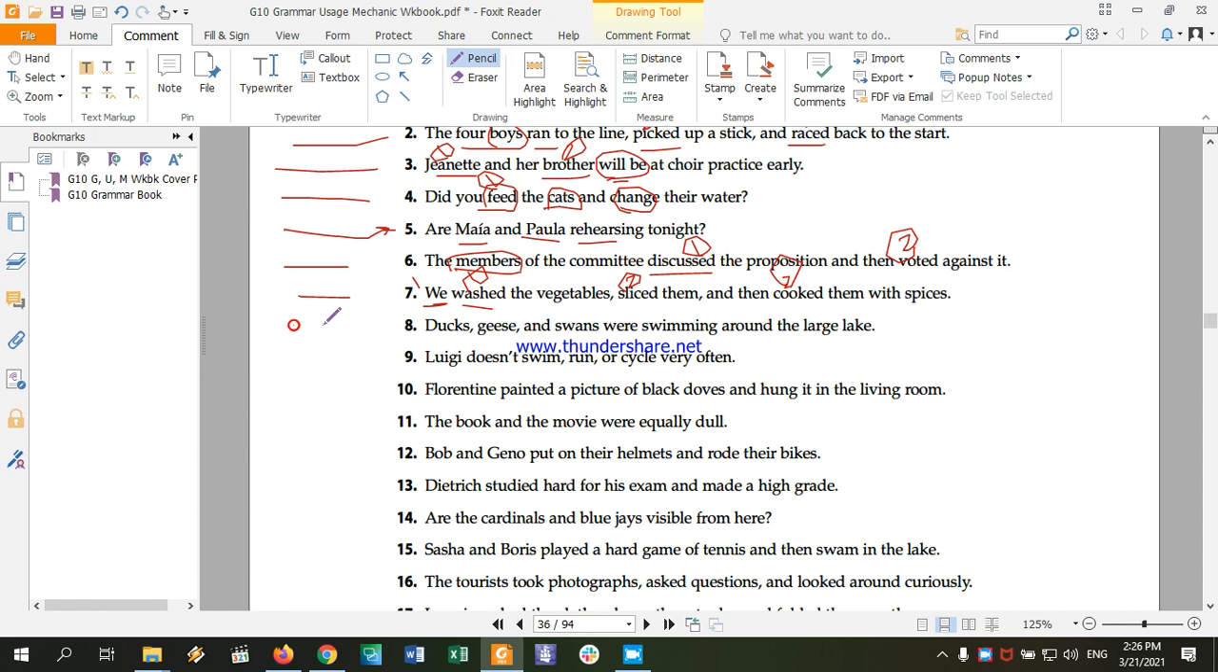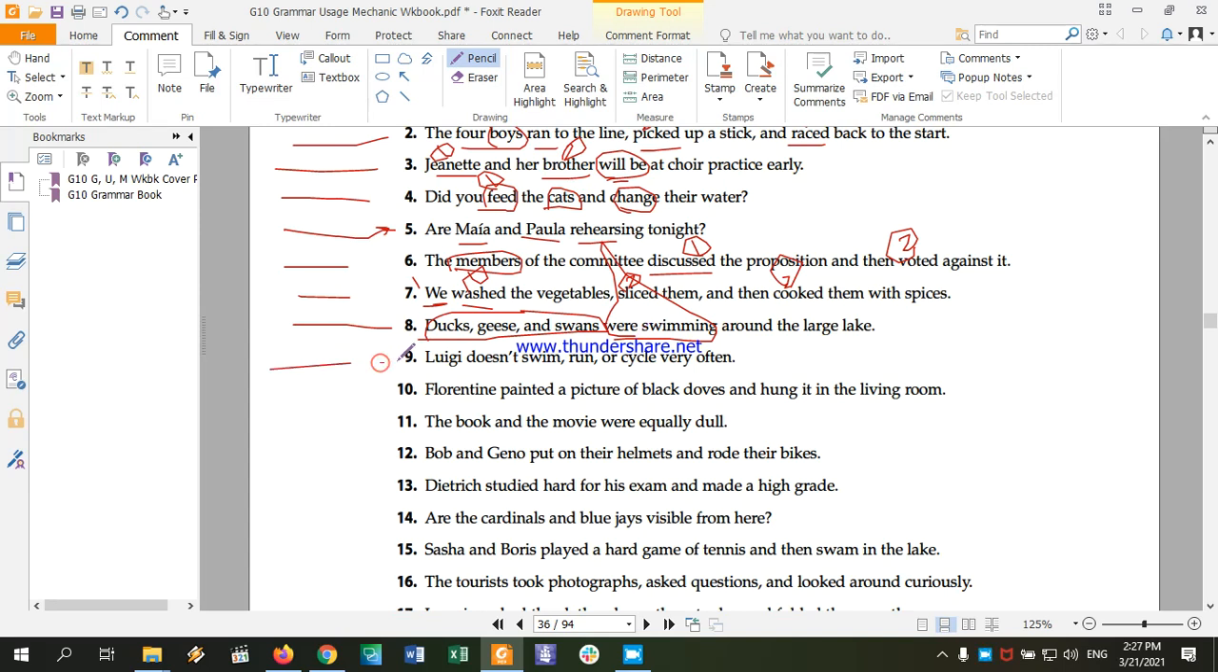Number eight. Ducks, geese, and swans were swimming around the large lake. Ducks, geese, and swans is a compound subject. It has three items. And this is the main verb, which is a simple one.